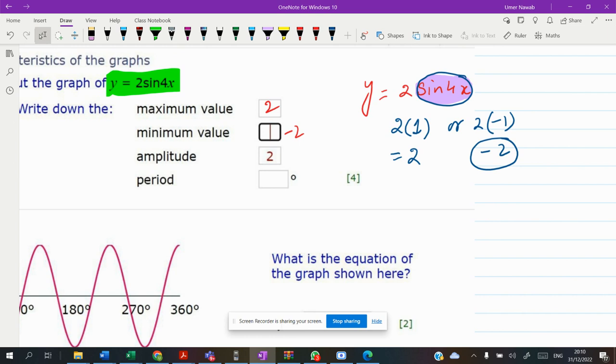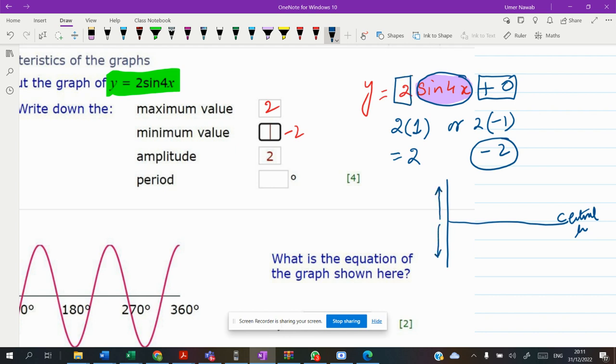Amplitude is calculated from the central line. Did you see the vertical shift is 0? Meaning he didn't write anything outside. So it means the x-axis will be the central line. From the central line, how much he goes up and how much he goes down, he writes here as the amplitude. Any number which is multiplied behind the sine or cosine function is called the amplitude.